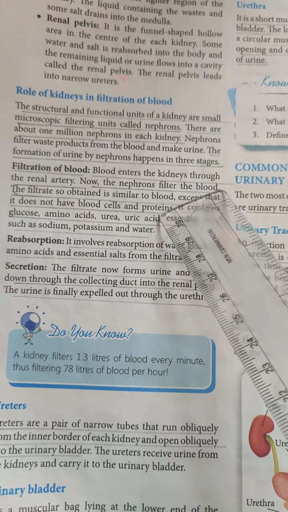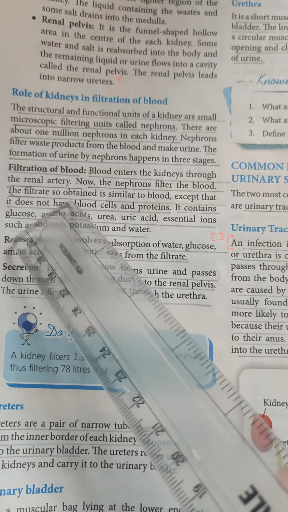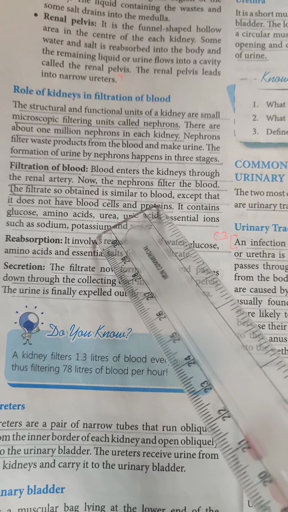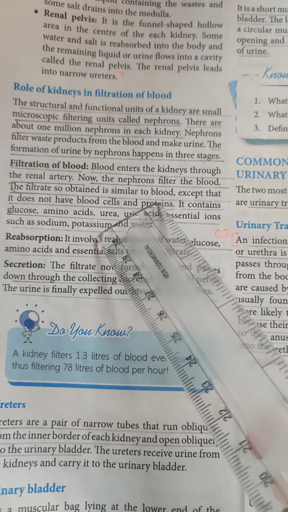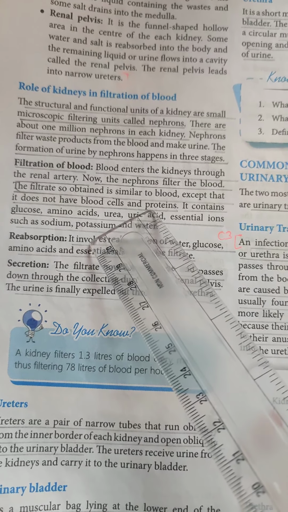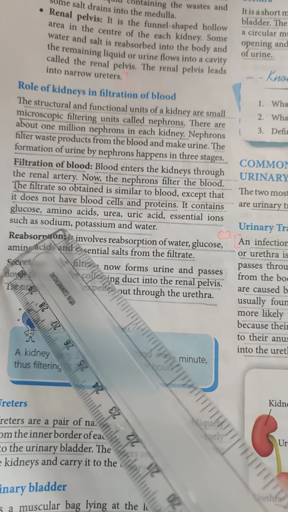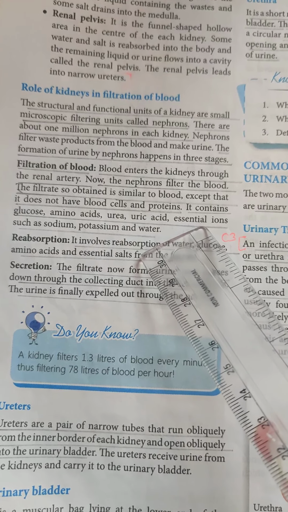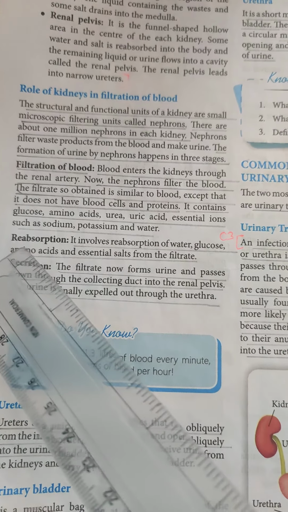Nephrons filter the blood. The filtrate so obtained is similar to blood. The only difference is it does not have blood cells and proteins. It also contains glucose, amino acids, urea, uric acid, and essential ions like sodium, potassium, etc.